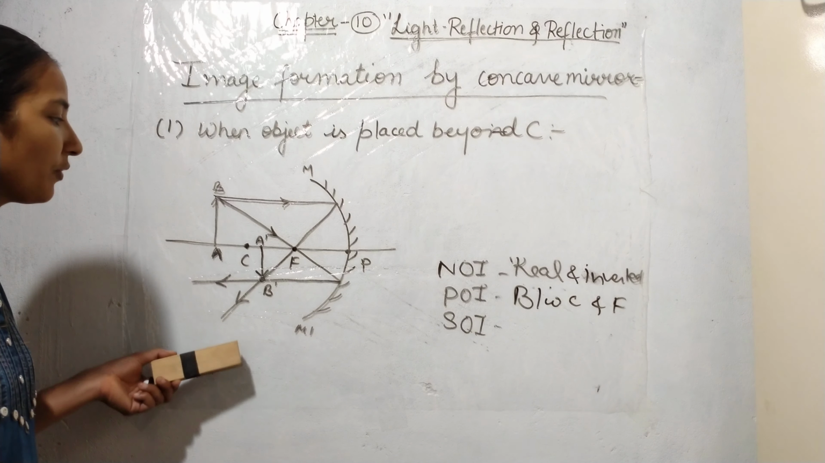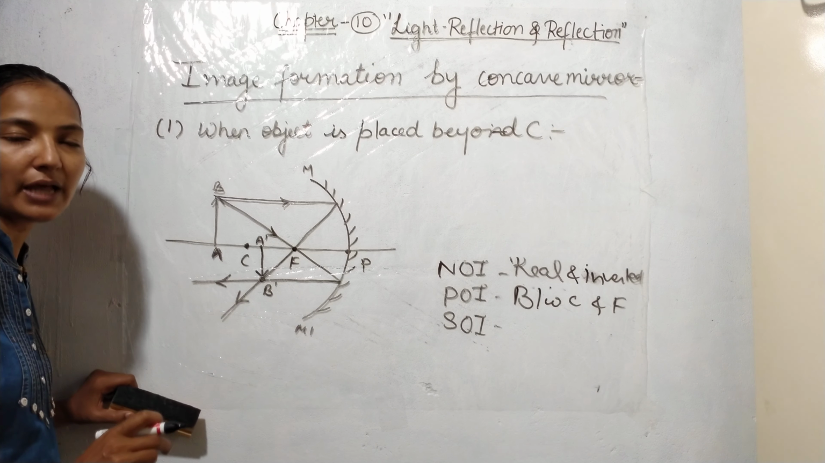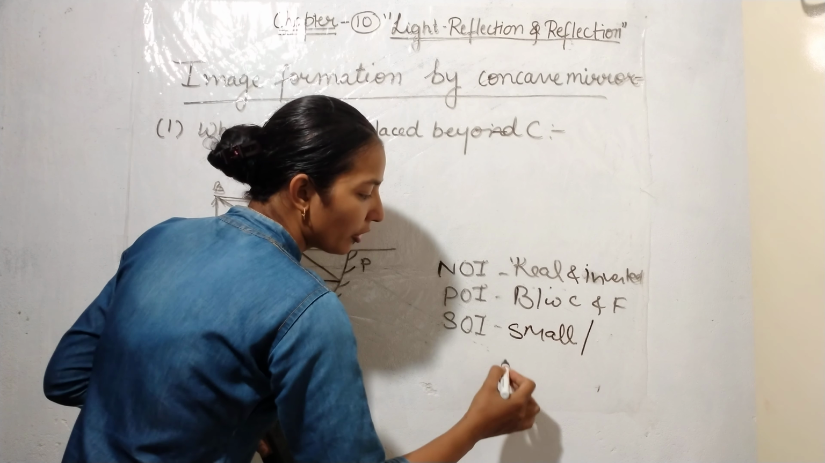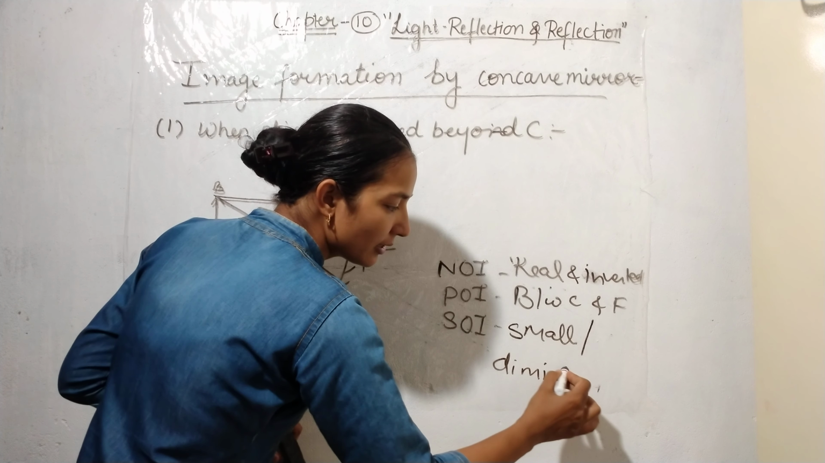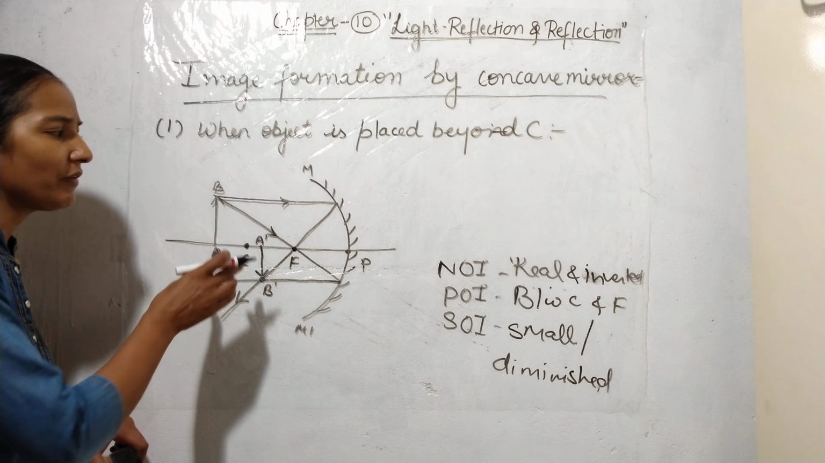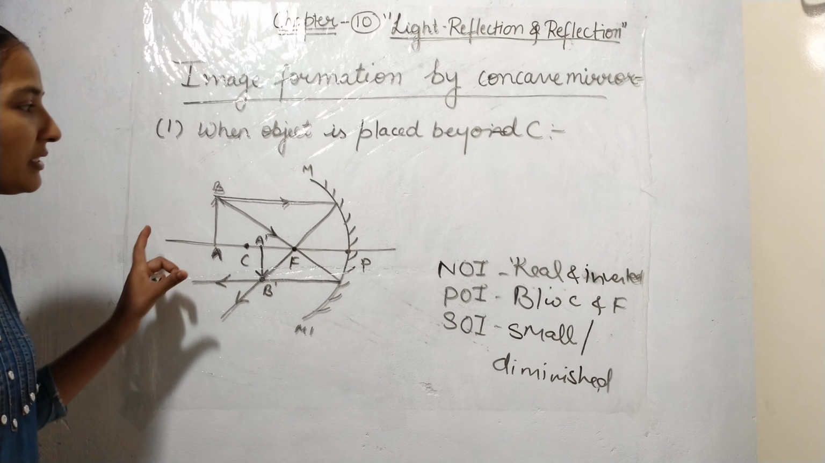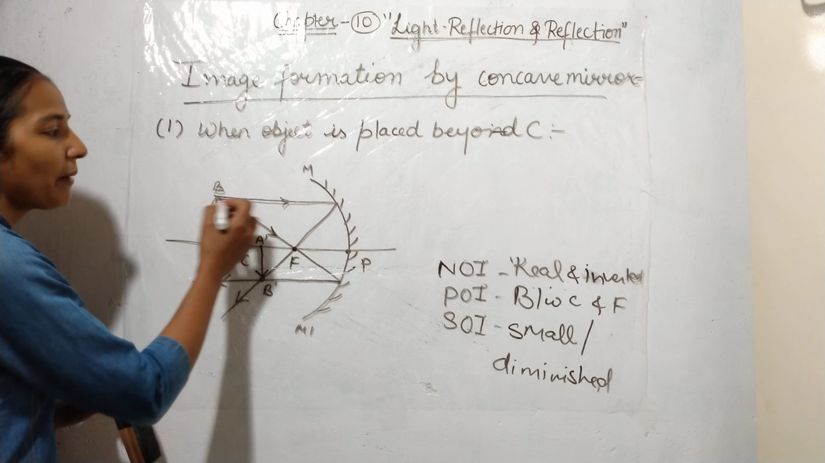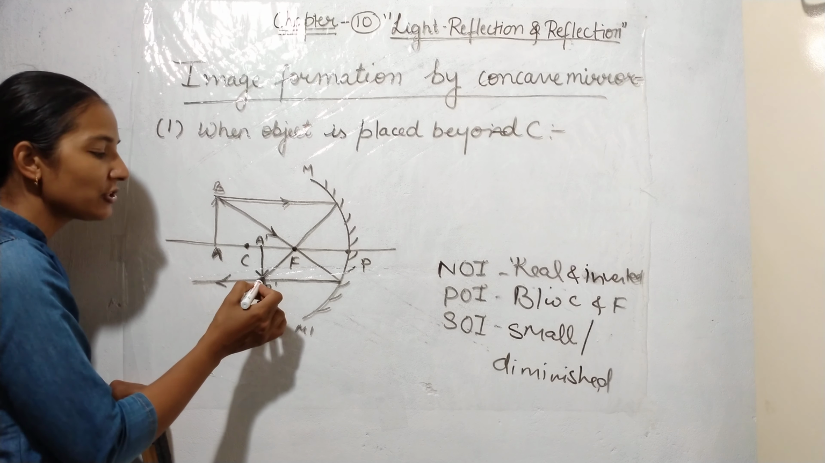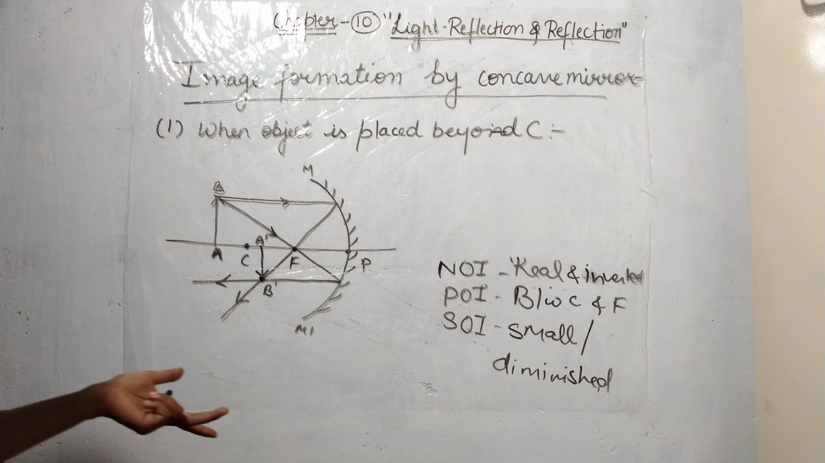Third one is about the size of image. What is actually the size of image? It is comparatively much smaller as compared to the size of object. So we can write that the image will be small, or you can say it is diminished. Diminished means it is smaller. So this is about the second case, the ray diagram for the second case. A parallel ray will pass through focus, and a ray passing through focus becomes parallel after reflection, and wherever the reflected rays meet, over that point image formation will take place.